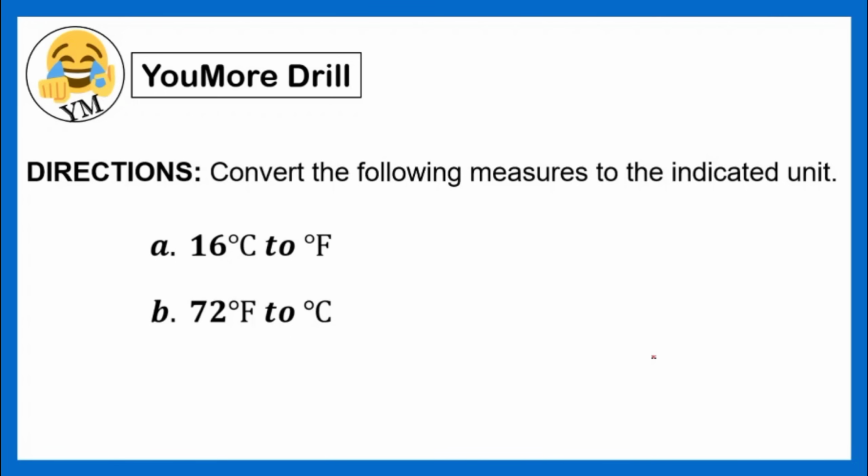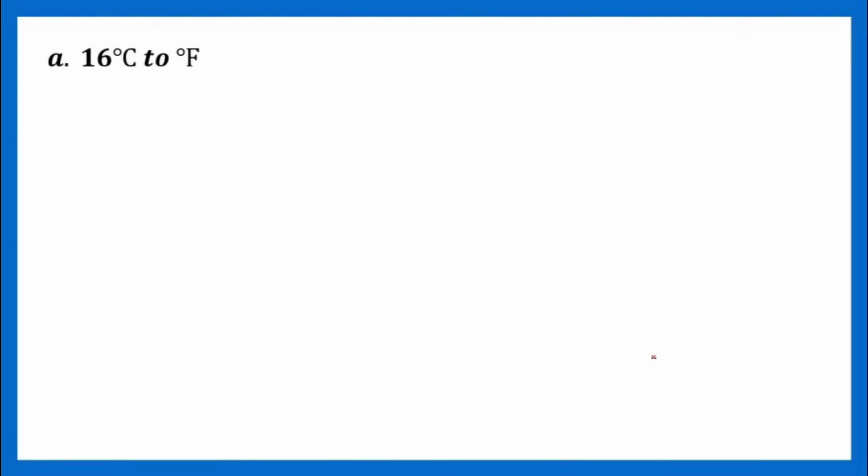Alright, time's up. So let's answer letter A. Paano kaya yung letter A? 16 degrees Celsius to degrees Fahrenheit. So same process. So we're going to follow formula, given, and solution. So of course, don't forget the process yung tatlong yun. Formula, given, and solution. So for formula, diba sabi natin kung ano ito, siya dapat yung nasa left. So ito yung formula na gagamitin natin.